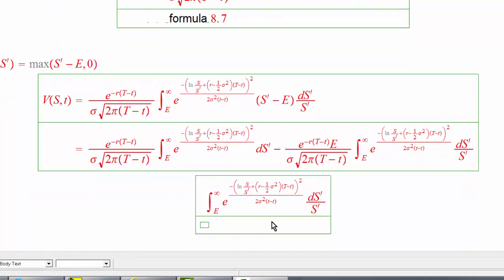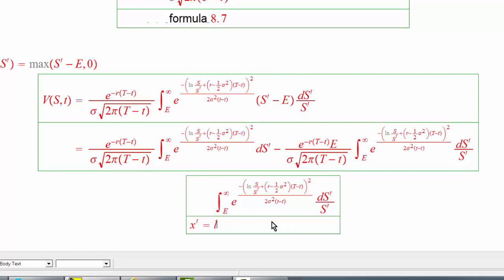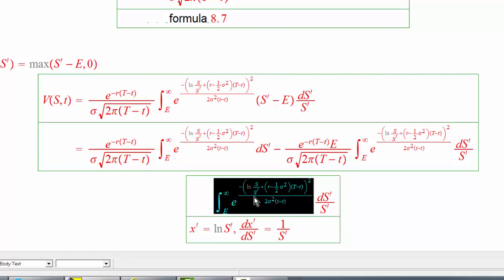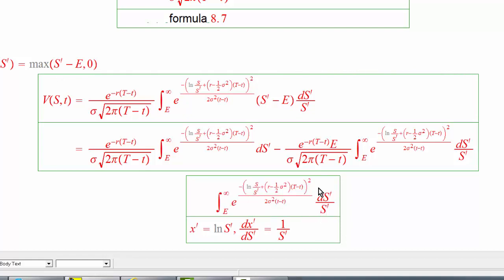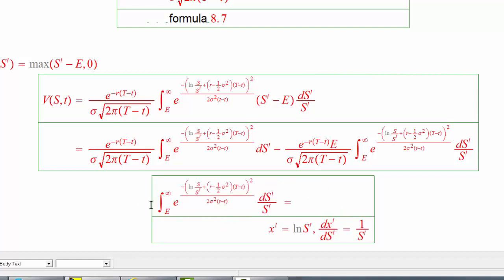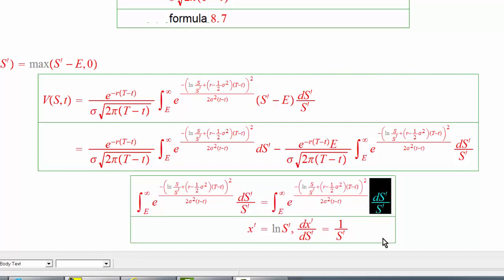So I'm going to let x prime, and I'm using the notation from the book, equal the ln of s prime. Now, of course, it's a substitution, so I have to differentiate my substitution. That means that dx prime over ds prime is equal to 1 over s prime. So that means when I do this substitution in here, this whole piece just swaps out for dx prime.